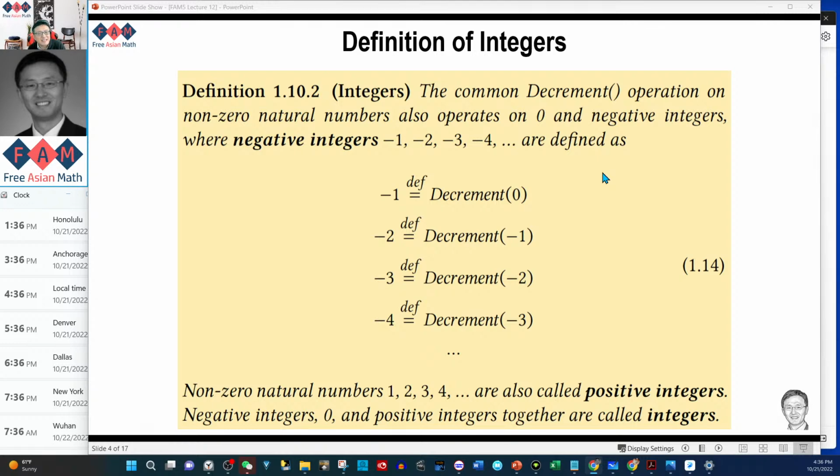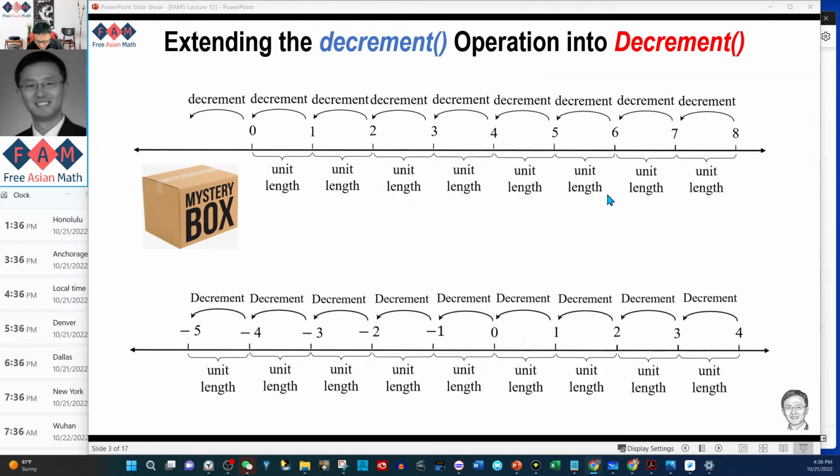But now we further extend this to continuously use this common operation first on 0, then generate -1, then on -1, then generate -2, and so on. So it's important to understand this capital D decrement is a common operation of all integers. Okay, so it looks just like this. In the bottom, we have this decrement. You can go from positive integers to 0, then further into negative integers.